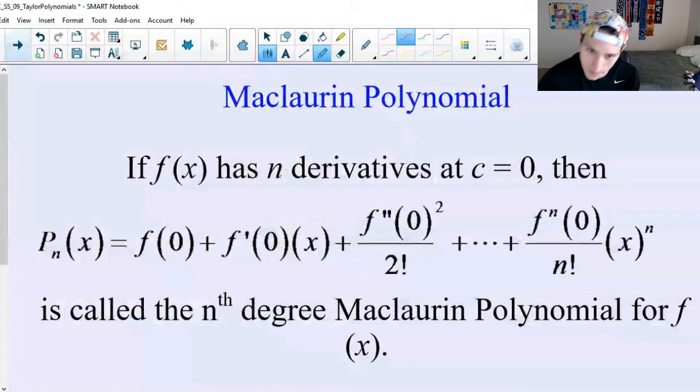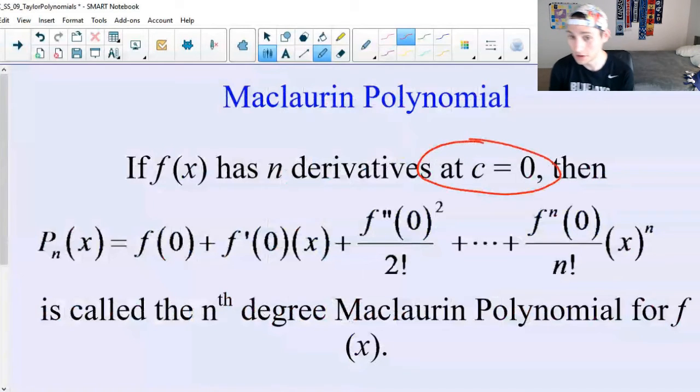Okay, so the next piece is a Maclaurin polynomial. Now, a Maclaurin polynomial is the exact same thing as a Taylor polynomial. The only difference is Maclaurin polynomials are specifically centered at 0. That's it. This is just like earlier in the semester when we were doing the mean value theorem, and then we had Rolle's theorem, which is literally just the same thing as the mean value theorem, but if the derivative is 0. It's kind of the same thing we're doing here.